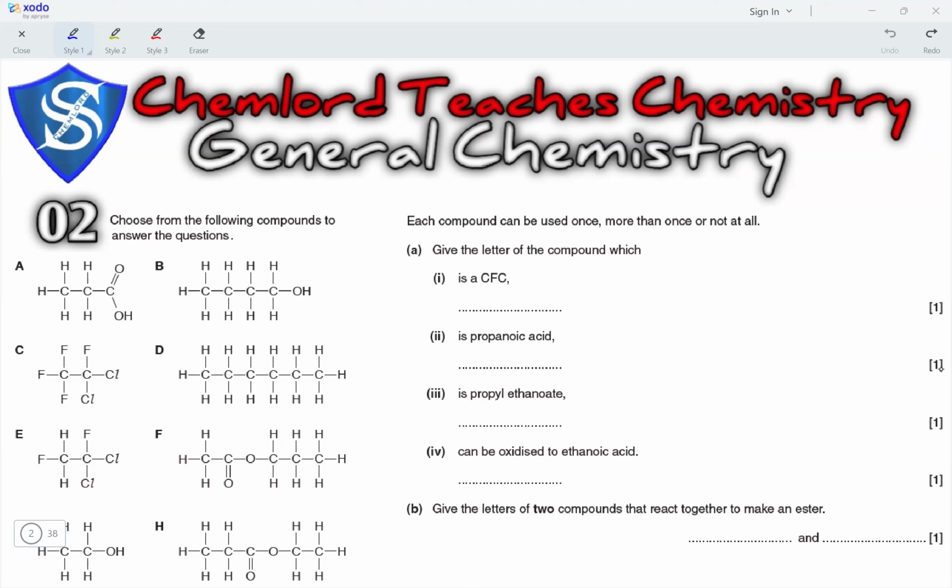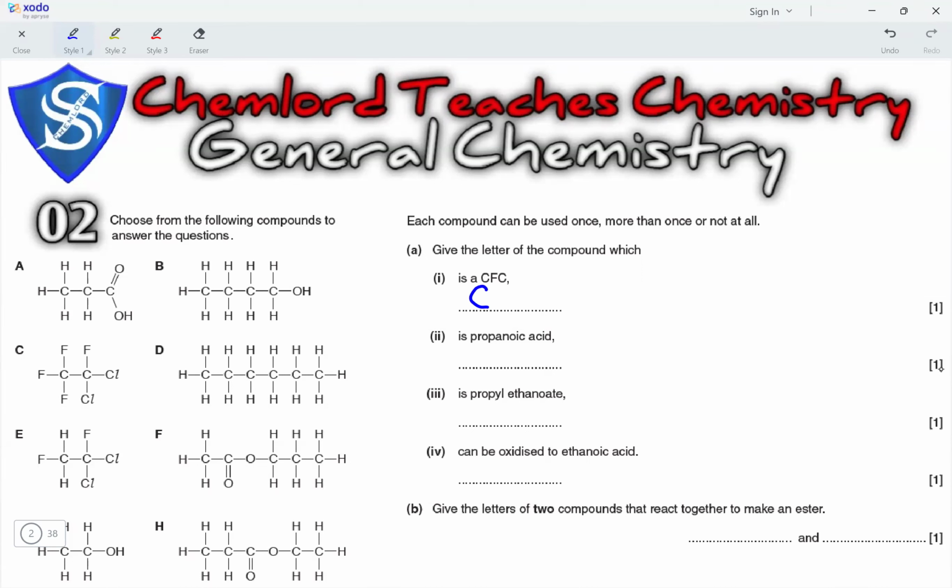So here we have A, which is having the functional group COOH, and the COOH group is a carboxylic acid group. So this is a carboxylic acid. B contains the OH functional group, which makes it an alcohol. C contains a fluorine atom and a chlorine atom in it. So C is a chlorofluorocarbon. So C is a correct answer for this question.